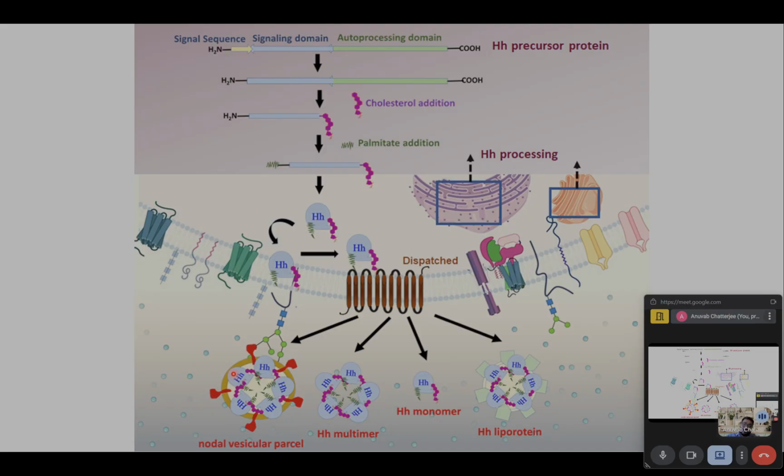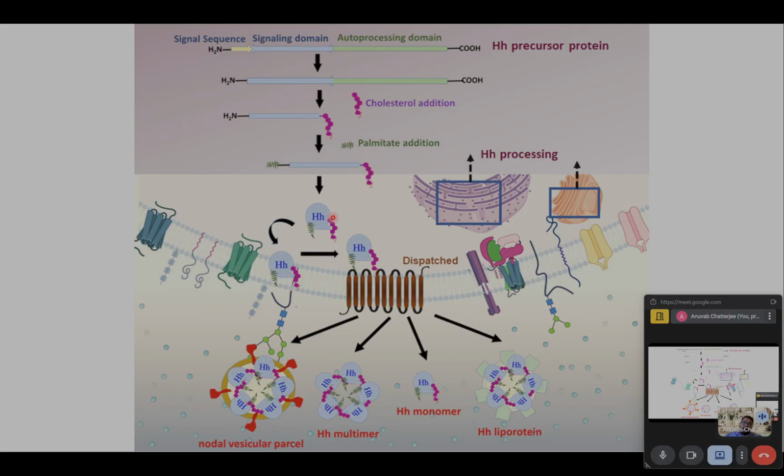There is another way this occurs, in which it attaches to a carrier protein known as Scube2, which holds on to the hydrophobic part of the Hedgehog ligand and hides that part. So that Scube2-Hedgehog combination can do longer range signaling, because now it can travel in the hydrophilic environment.